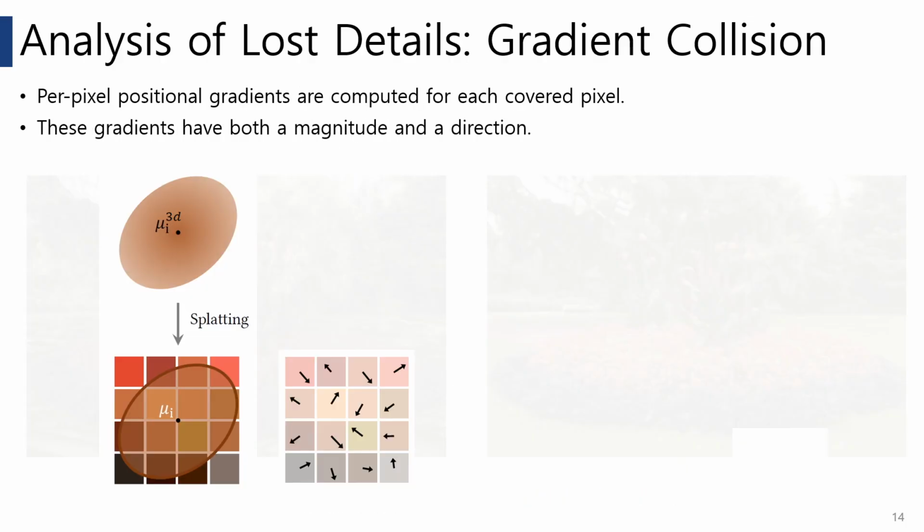Now, for each pixel covered by this 2D Gaussian, a per-pixel positional gradient is computed. This gradient essentially tells us how the rendered color at that pixel would change. Crucially, these per-pixel gradients have both magnitude and direction. As you can see in the grid on the right, each pixel might vote for the Gaussian center to move in a different direction to best match the ground truth color for that specific pixel.